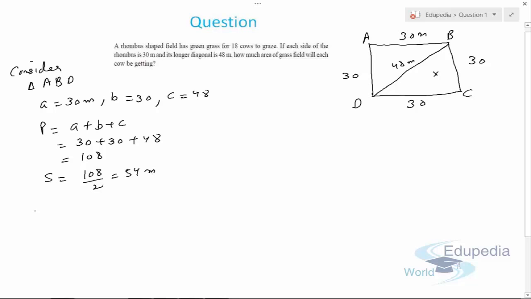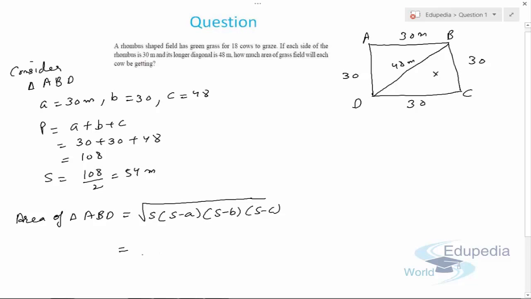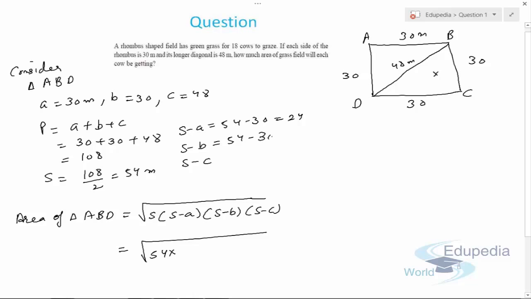Then we need to find the area of triangle ABD by Heron's formula. So area of triangle ABD is under root S into S minus A into S minus B into S minus C, which equals under root, S is 54 into S minus A, S minus B, S minus C. S minus A is 54 minus 30, which is 24. Again 54 minus 30, which is 24. Then we have 54 minus 48, which is 6. So we have 24 times 24 times 6.